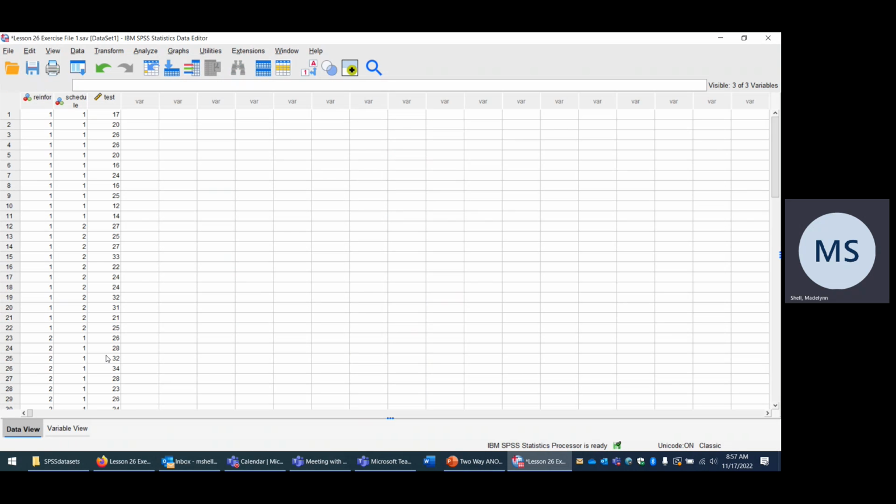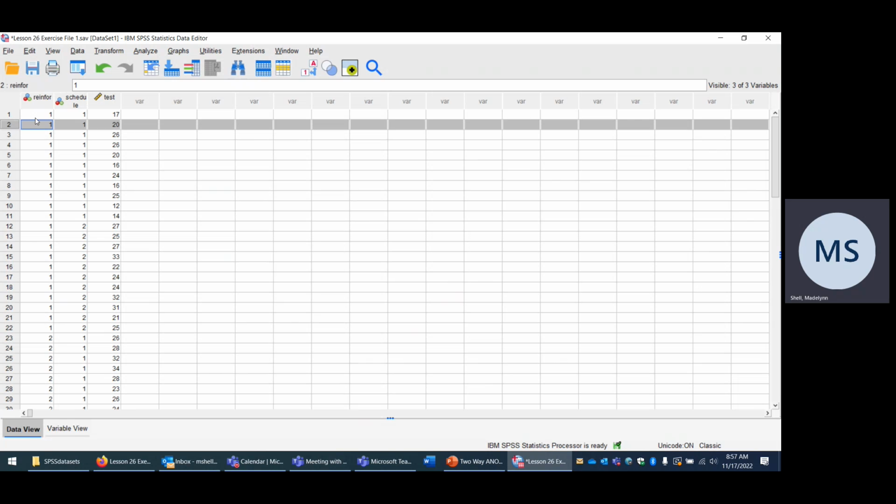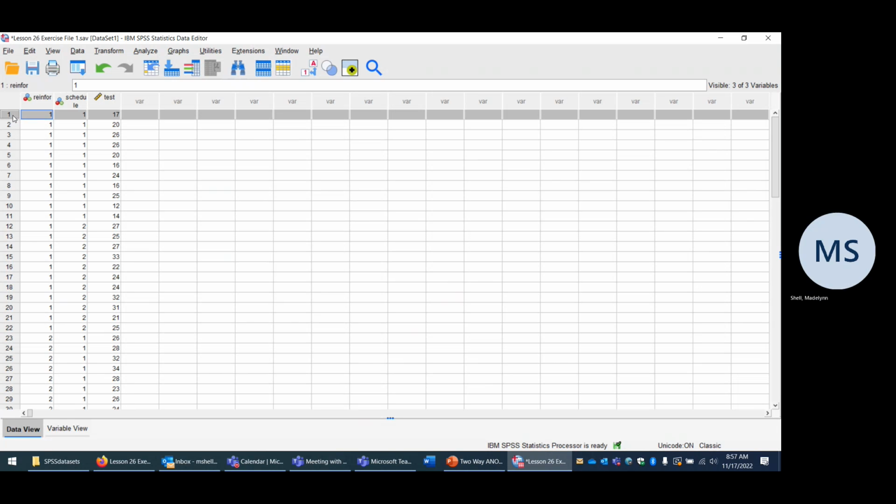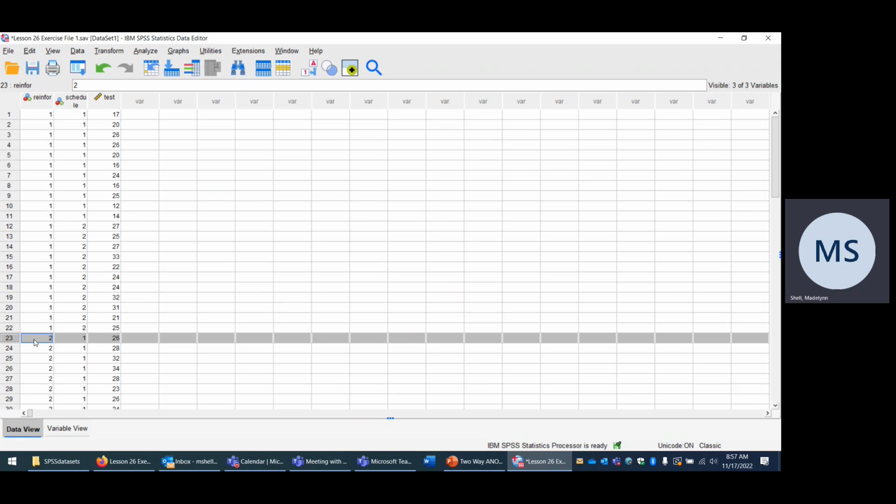It has 2 levels. So when I look at my data view, each row, I can see that this person got reinforcer 1 and schedule 1, and their test score was 17. Down here, I can see that this person got reinforcer 2, schedule 1, and their test score was 26.